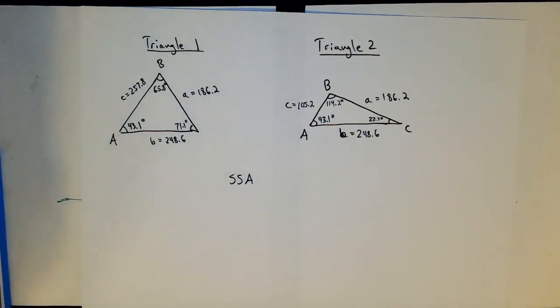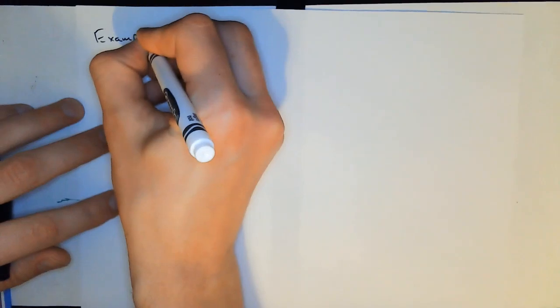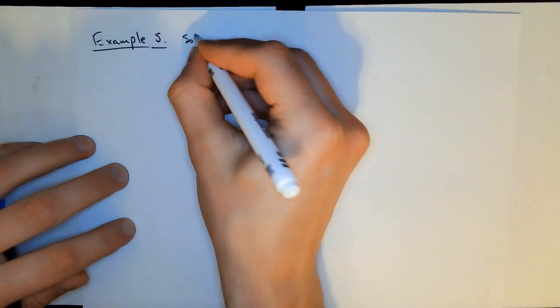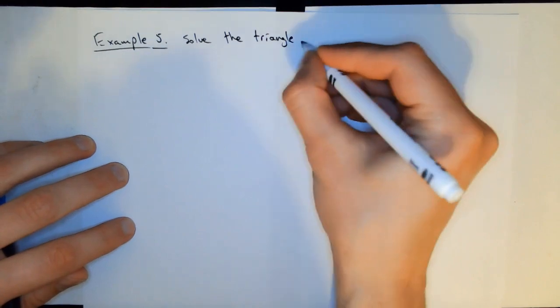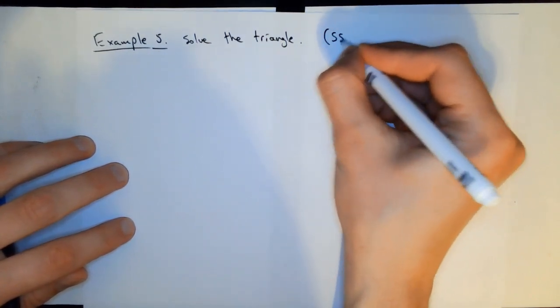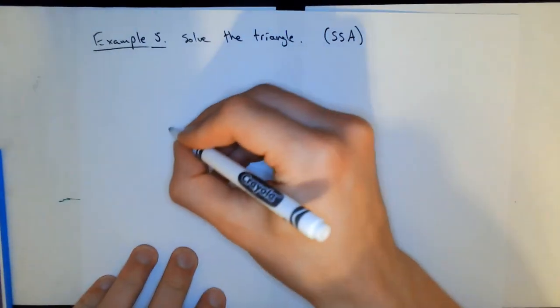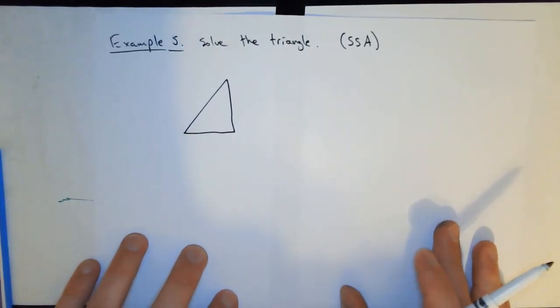All right, let's look at the no solution case. So what happens there? This is example 5. Okay, I'm going to solve the triangle. And again, this is a side-side angle. And let's say that it's like sort of this. It's not a right triangle. I kind of drew it like a right triangle, but it's not.